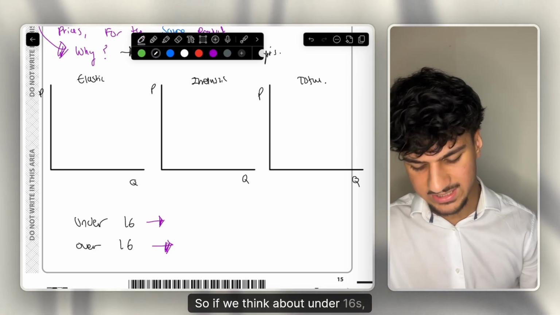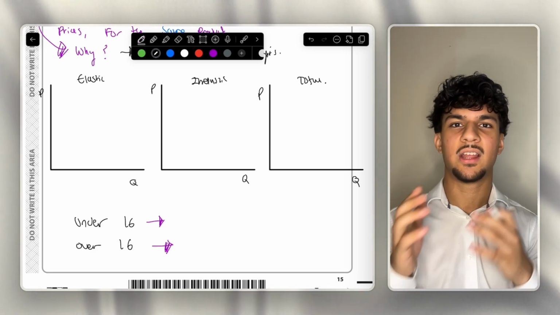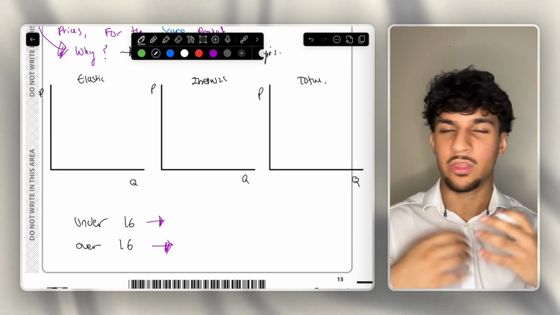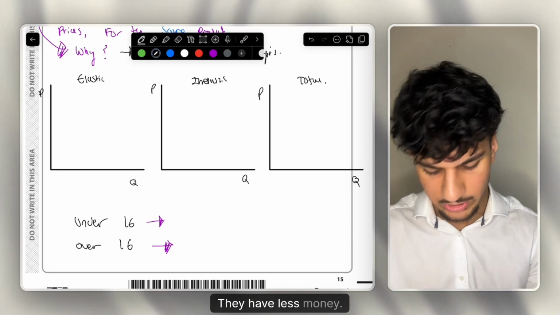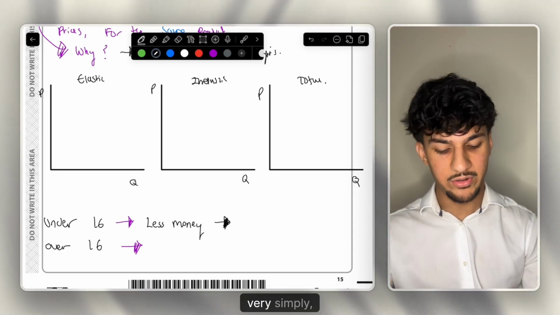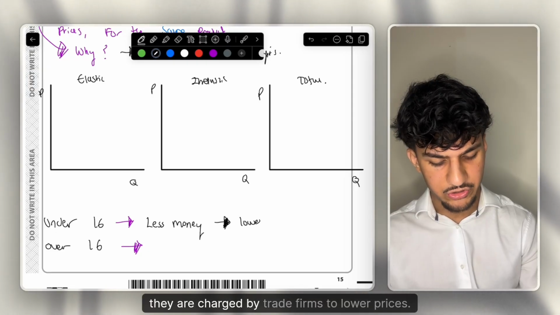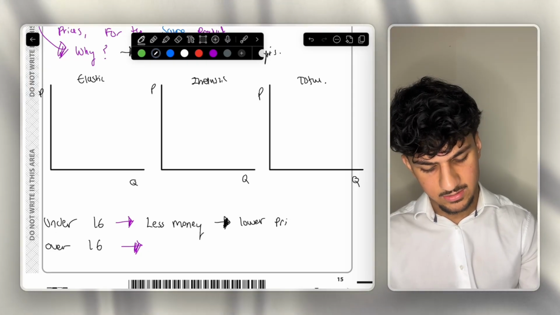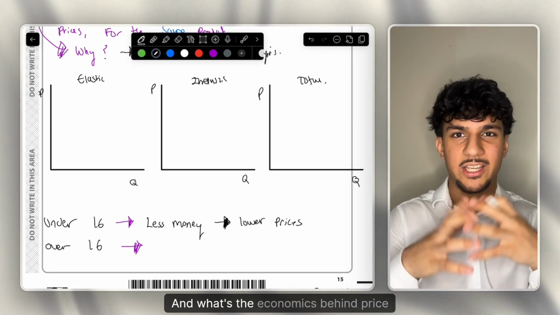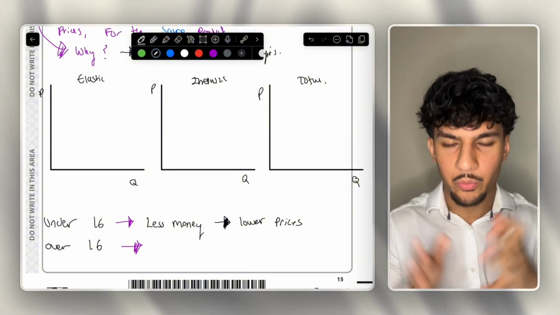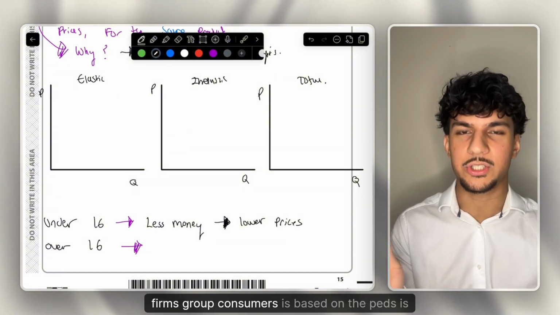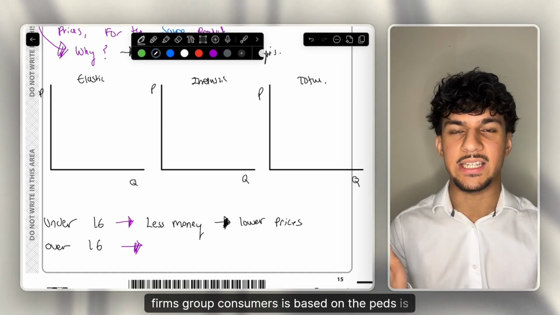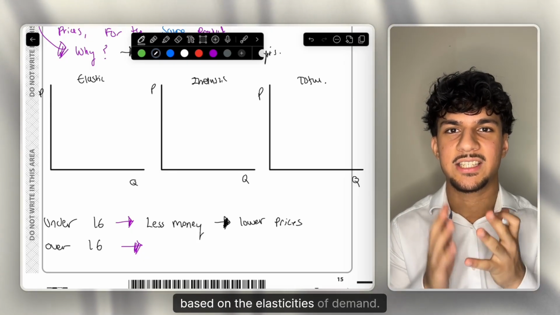If we think about under 16s, these are usually students. The easiest way to put it, they have less money. And since they have less money, they are very simply charged lower prices by train firms. And what's the economics behind price discrimination? The way firms group consumers is based on their PEDs, on the elasticities of demand.